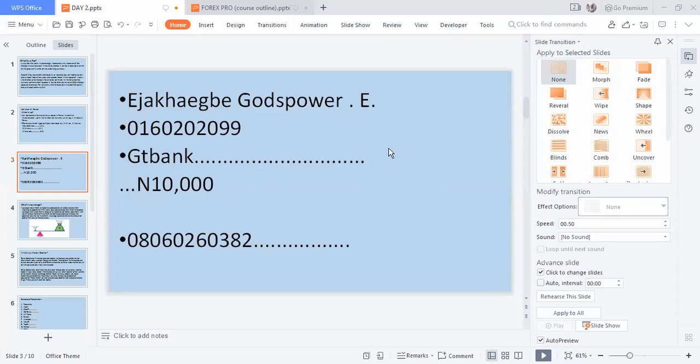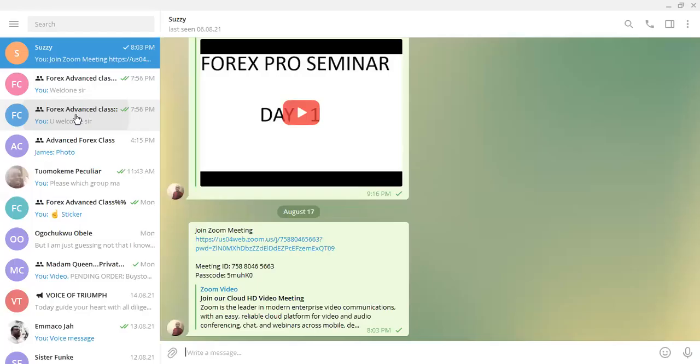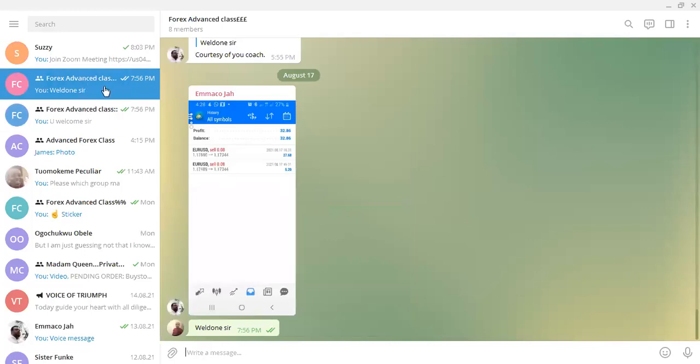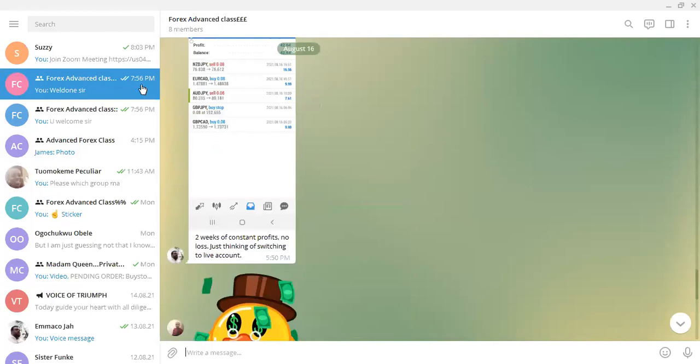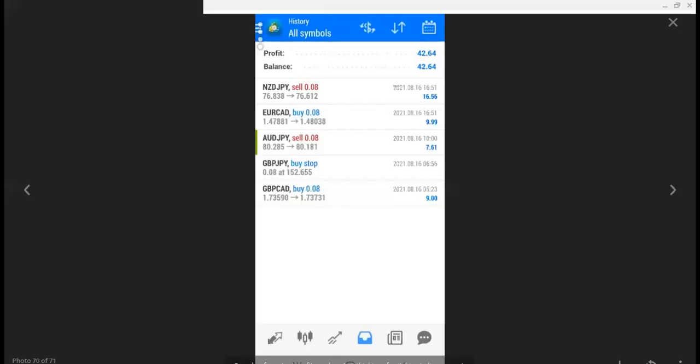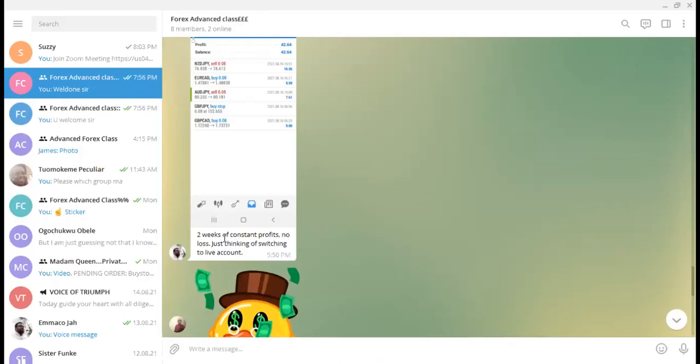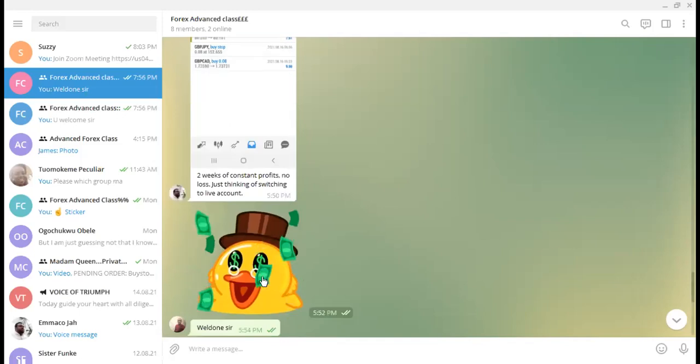If you want to see proof that I have been organizing advanced classes in the previous classes, I can show you the Telegram group. This is the advanced class that graduated last week. You can see what they are doing there. See what somebody said in the advanced class: 2 weeks of constant profit, no loss. Just thinking of switching to live account. I am happy for the guy.